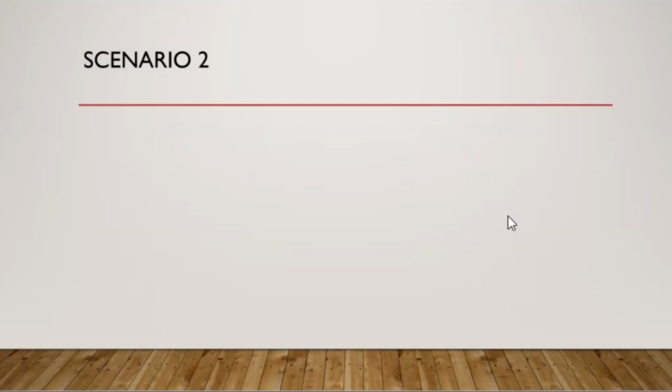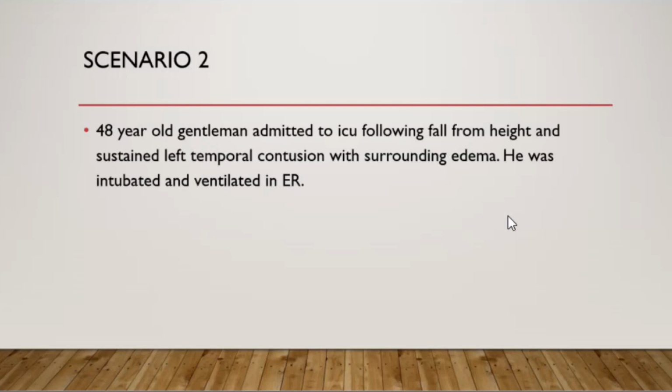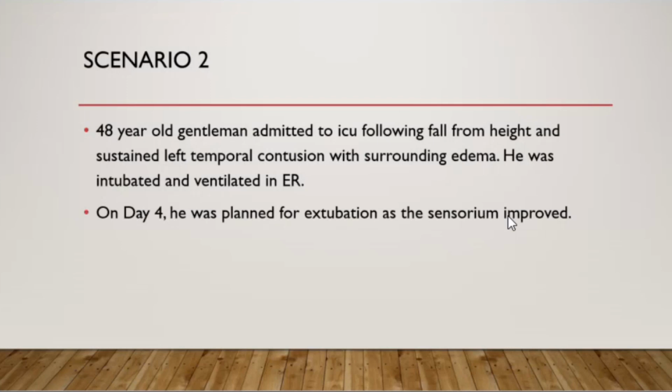So I'll go for scenario 2. I need more participation of the audience. I had one more 48-year-old gentleman admitted to the ICU with trauma. He had a history of fall from height and sustained traumatic brain injury, a small contusion in the brain with surrounding edema. He was intubated in the ER and ventilated because of low GCS, and was agitated and restless because of the traumatic brain injury. So he was shifted to the ICU.